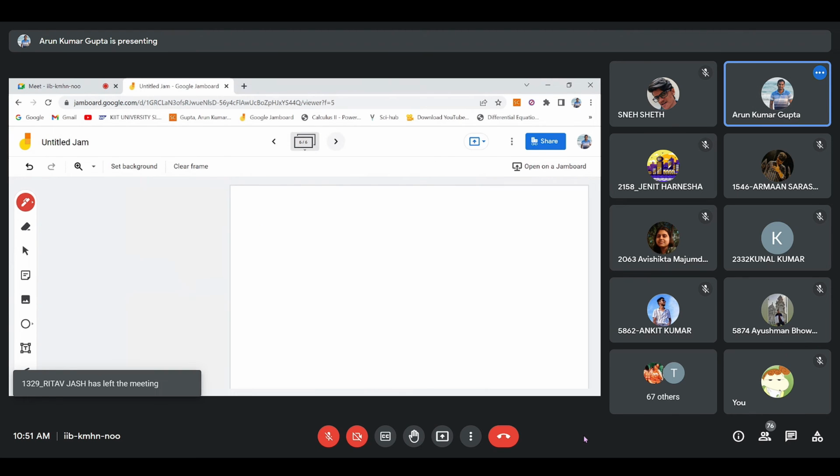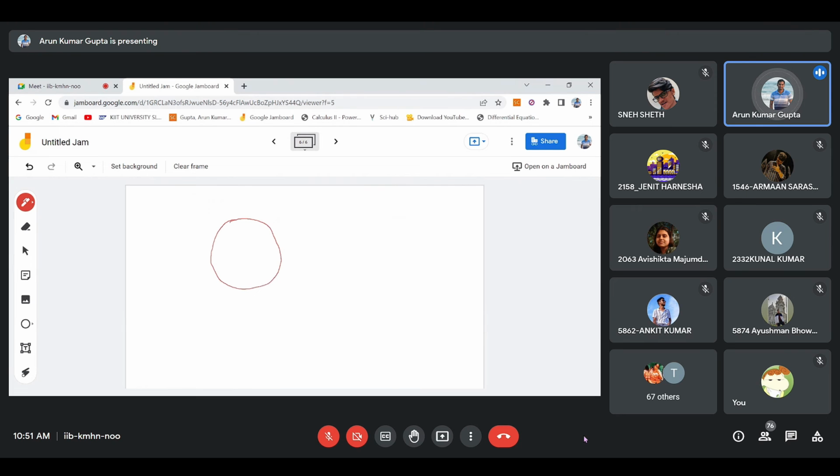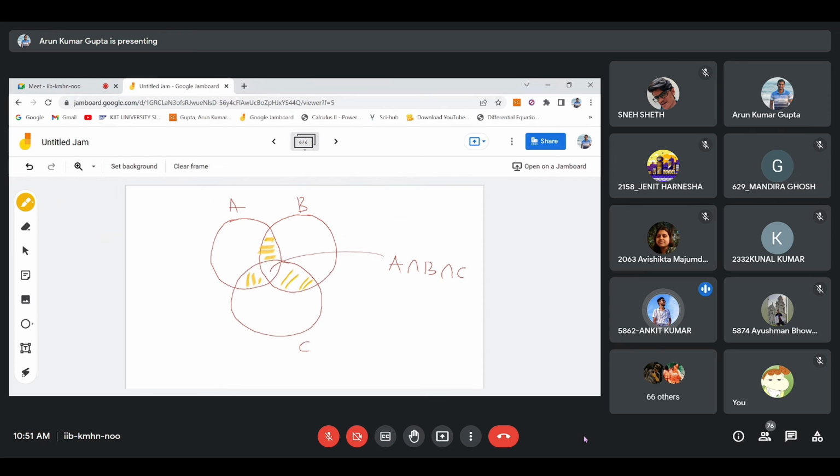Let us do the Venn diagram. I hope you know Venn diagram. Yes, sir. So here is a case. Simple ABC. This inner portion is A intersection B intersection C. Now, if this A intersection B intersection C is empty, can I say that this part or this part is also empty? No, sir.